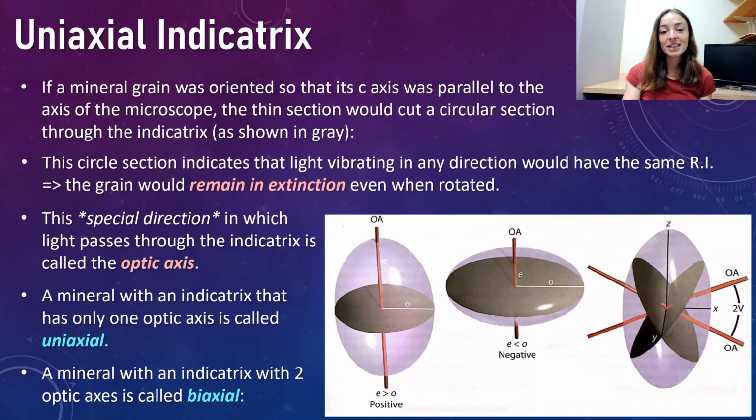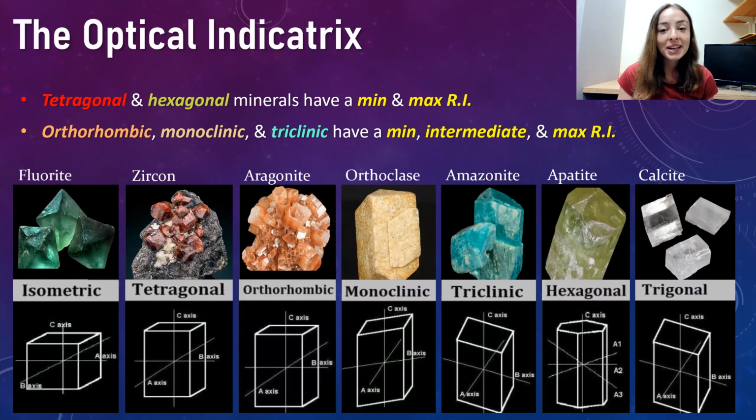So now we can see these figures we were talking about with, for example, tetragonal and hexagonal minerals have one optic axis and they are uniaxial, whereas if you have these two optic axes, these are biaxial minerals. So what crystal systems do these minerals belong to? Well, you remember at the beginning of this lecture, we talked about how orthorhombic, monoclinic, and triclinic minerals have a minimum, maximum, and an intermediate or in-between RI value. Well, that makes them biaxial.